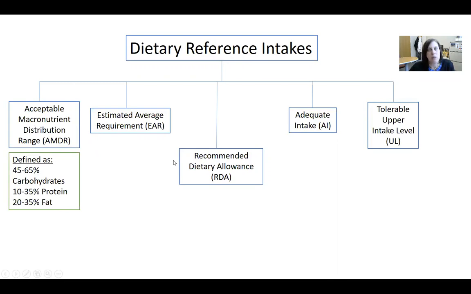The rest of these are related to the micronutrients, or vitamins and minerals. So the first one, estimated average requirement, or EAR. If we look at a normal bell curve, what this is looking at is, for a nutrient, the mean of what's going to be safe and adequate within a population of that particular nutrient.